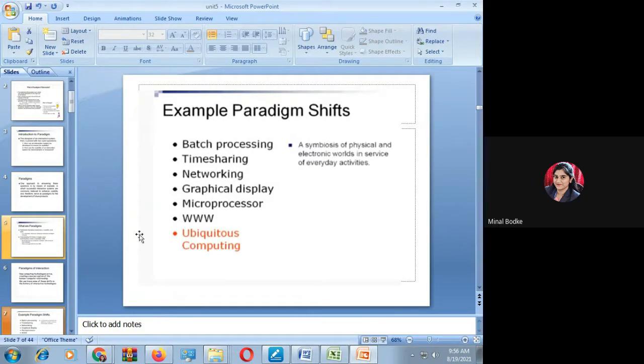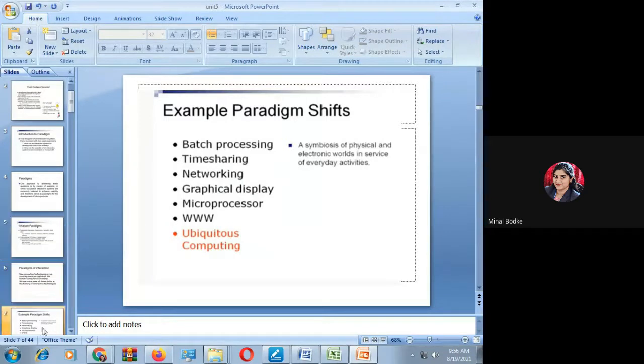Basically, the interaction between the human and the computer in the first generation started with the batch processing system. Next you have the time sharing system. Then the networking concept came into the picture. After that, graphical displays were developed. Next was the microprocessor. I'm not talking about the generation, I'm talking about the mode of interaction, how it was developed. Then the WWW came into the picture, and now it's currently ubiquitous computing. So all this we are going to see, how the interaction between the human and the computer was.